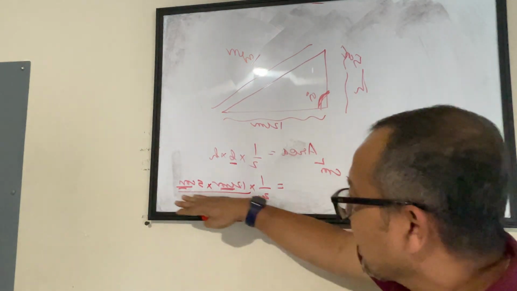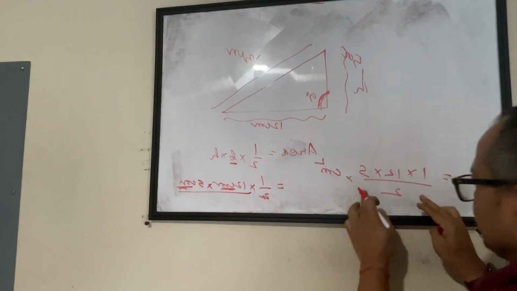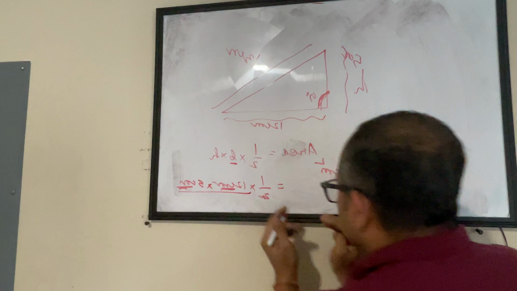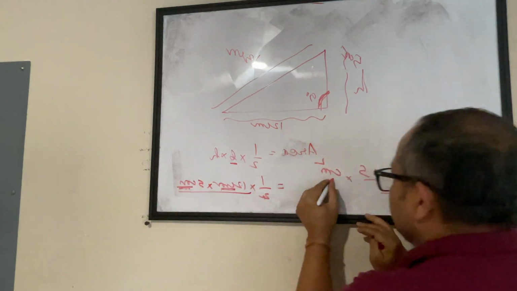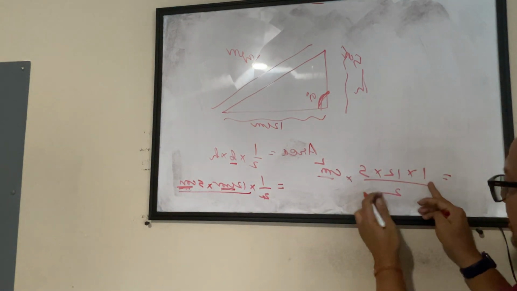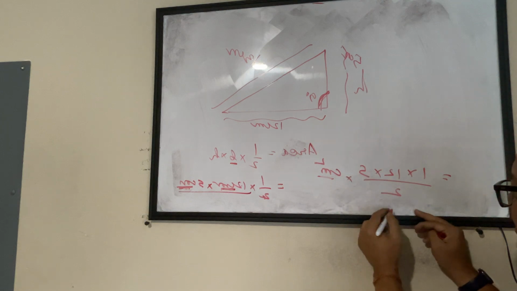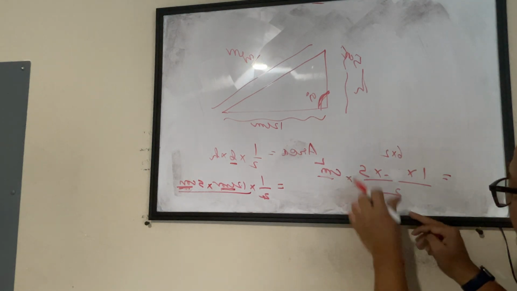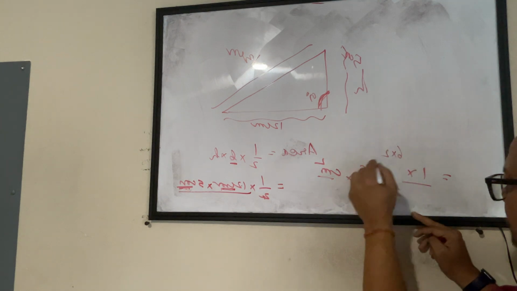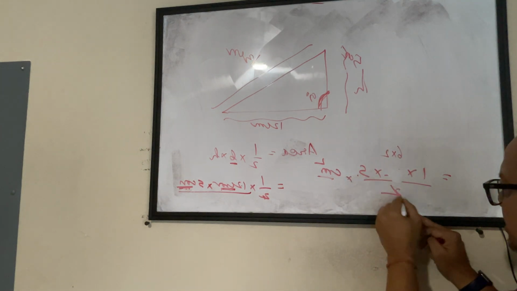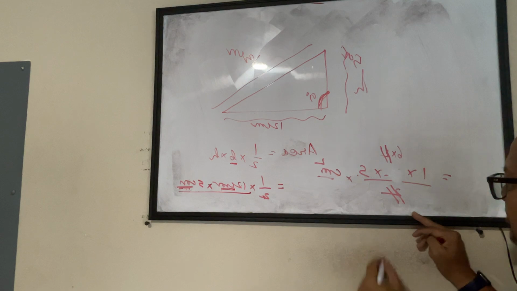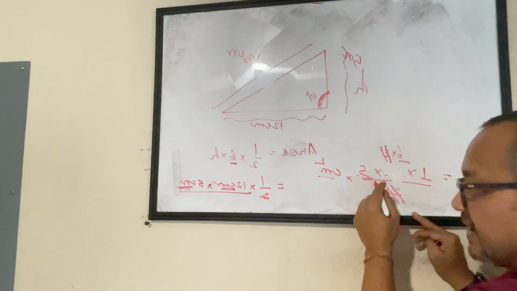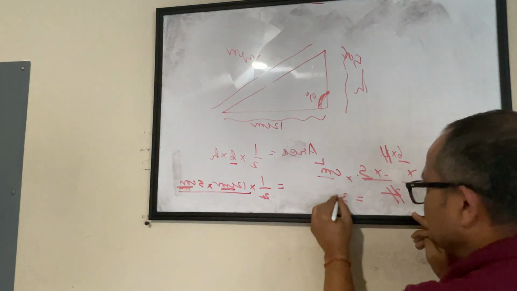Half into base times height. Now all the numbers are on one side, and centimeters I'm dealing with separately. Centimeter into centimeter becomes centimeter squared, and these are the numbers. Now we know how to do tic-tac-toe with this. 12 I can write as 6 into 2. Now I have 1 into 6 into 2 into 5, and here I have 2. So this 2 and this 2 I can cancel. What I'm left with is 1 into 6 into 5, which is 30. Very nice.